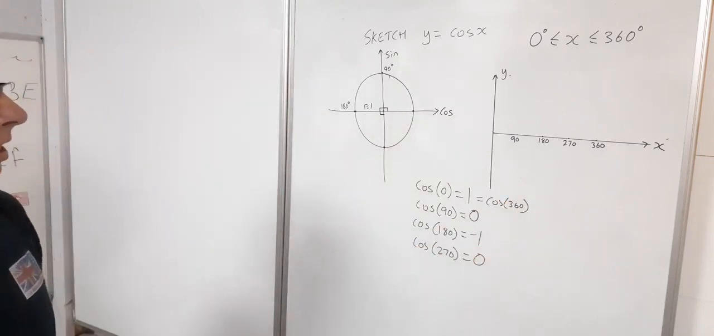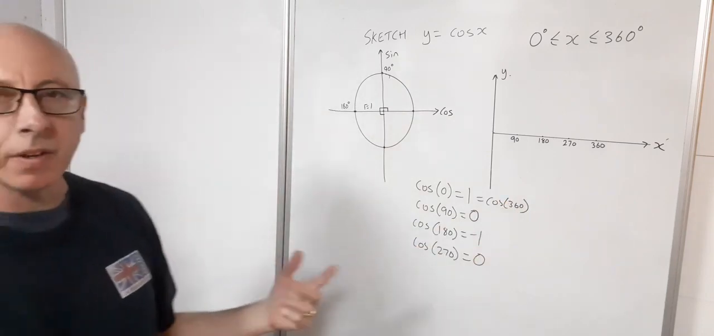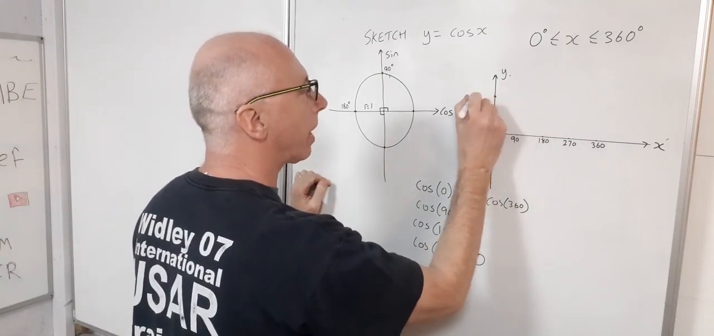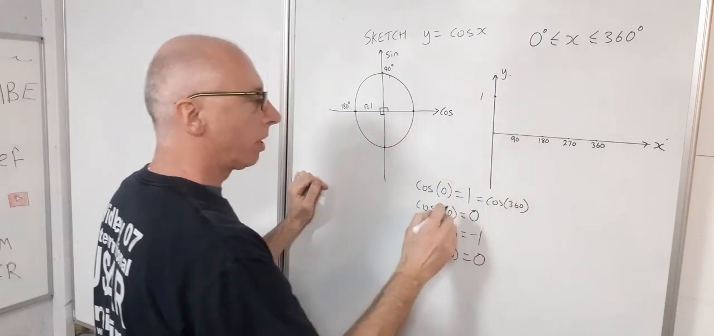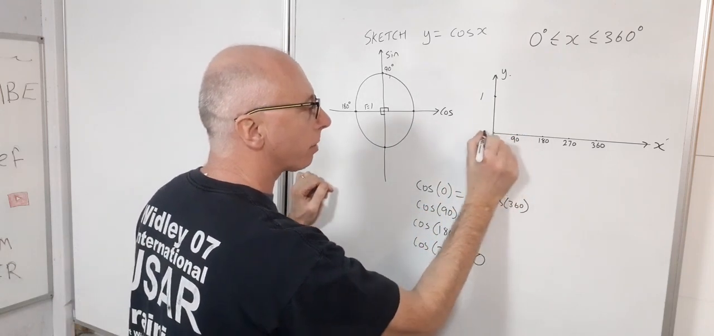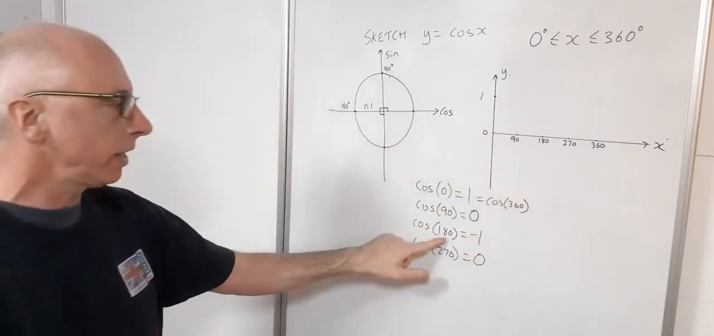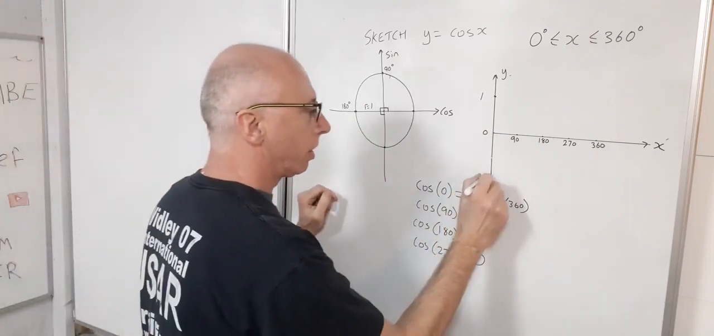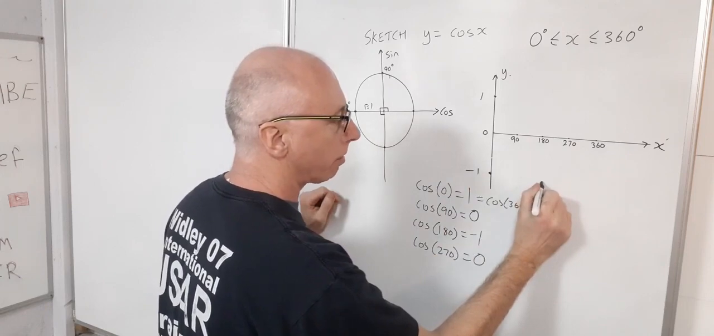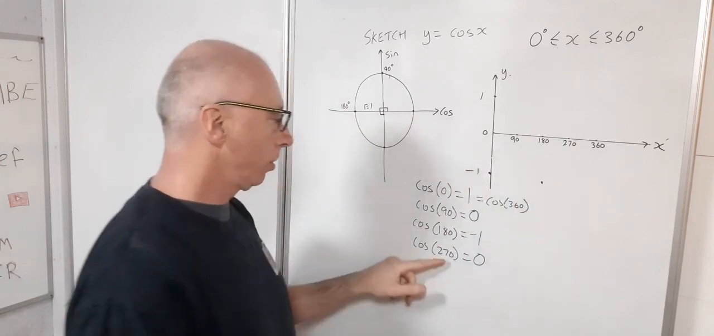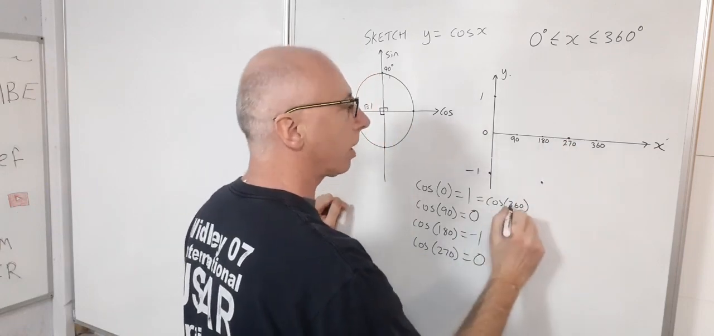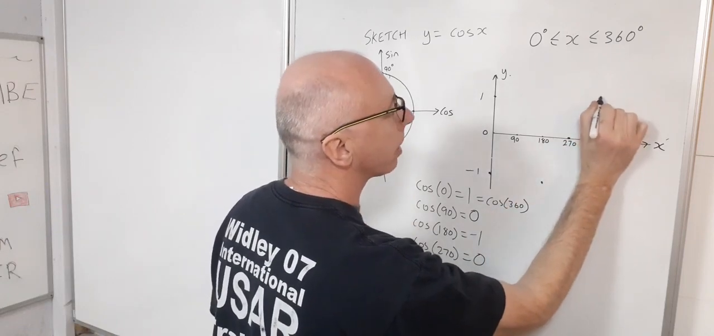Okay, so now let's put all these points on the graph and let's join them up. Cosine of 0 is 1. So let's let that point be my point 1. So that's the 0. 90 is at 0. So that's my origin. 180 is at minus 1. So let's let that point there be minus 1. So 180 is minus 1. 270 is 0. And 360 is back to the point 1 again.